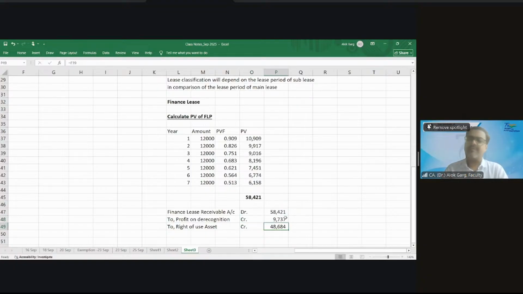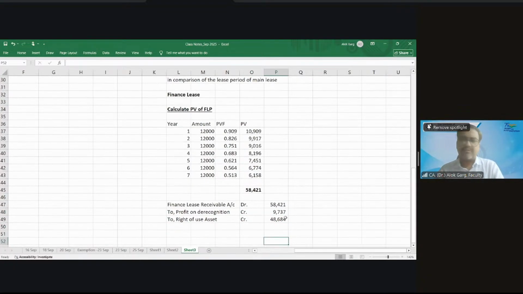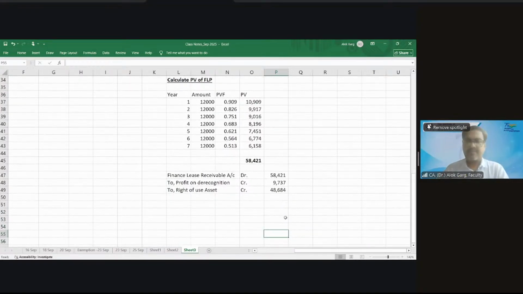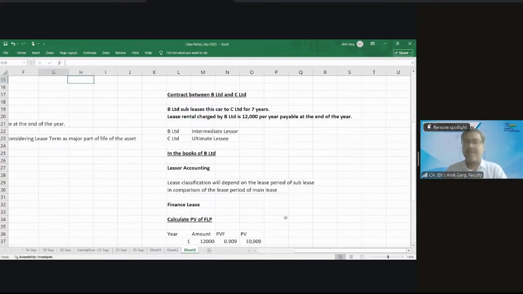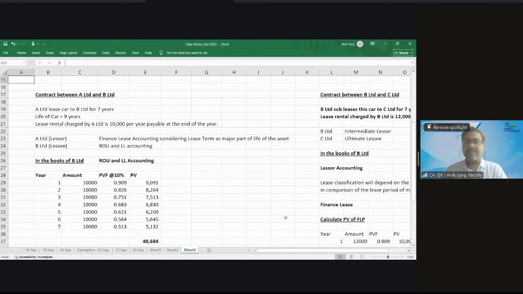Or you can also say profit on sublease, Saminath, and even that is also right. Okay. Yes. Whether this entry is clear to all of you, whether this accounting is clear to all of you, ये clear है या नहीं है? Is it clear or not clear?